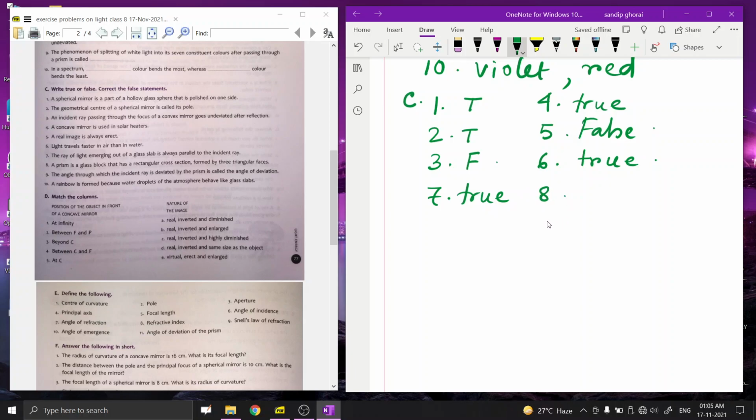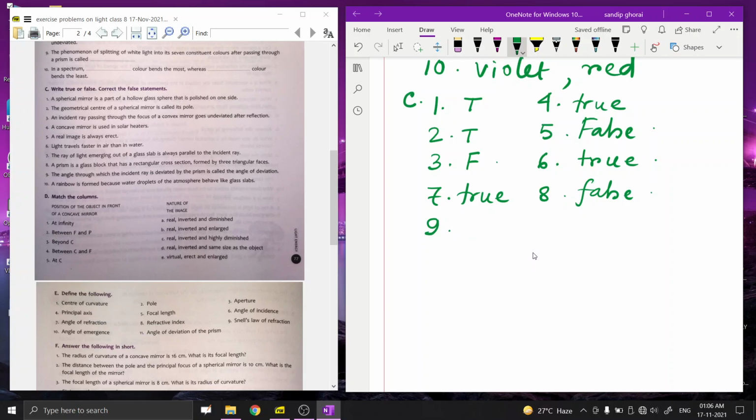Question number 8. A prism is a glass block that has a rectangular cross section formed by 3 triangular faces. That is false, because a prism has 2 triangular faces, not 3. Now we move to our next question, that is 9.